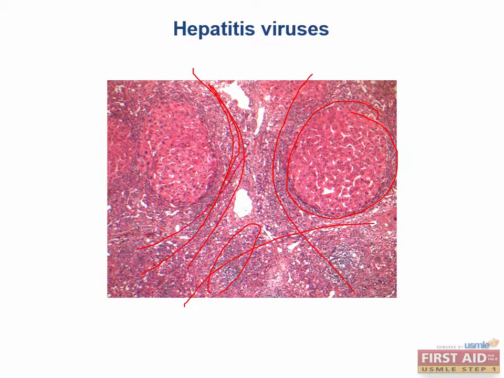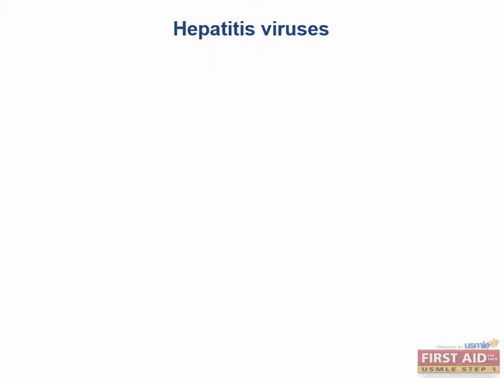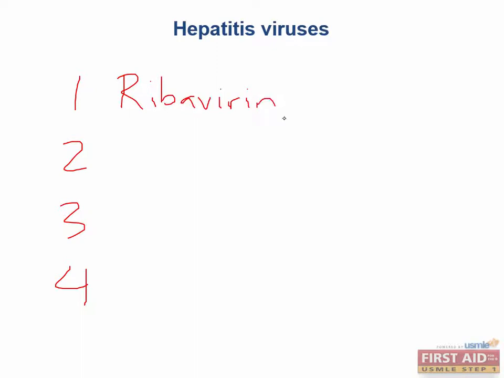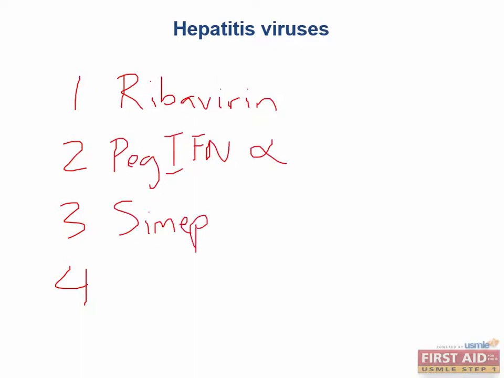Fortunately, advances in hepatitis C therapy have enabled us to successfully treat a lot of hepatitis C infections. Do we remember the 4 medications that are used to treat hepatitis C? Ribavirin, PEG interferon alpha, Simeprevir, and finally, Sofosbuvir. Very good.